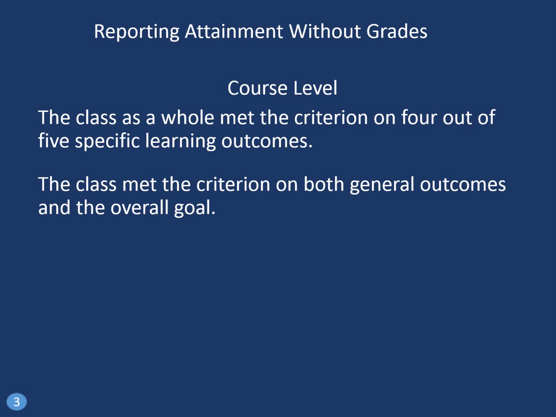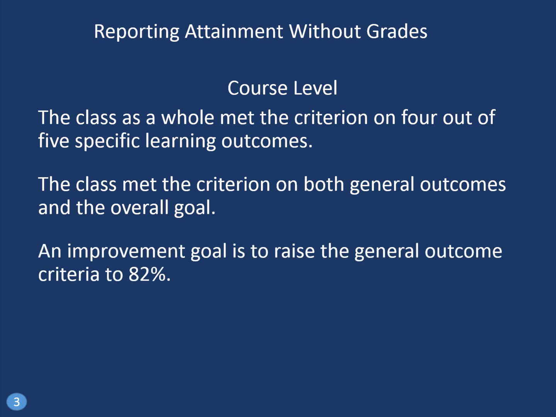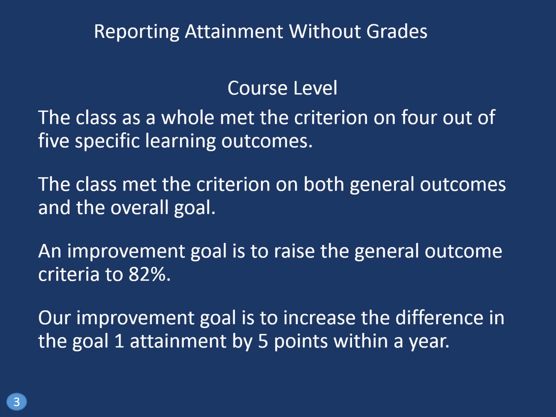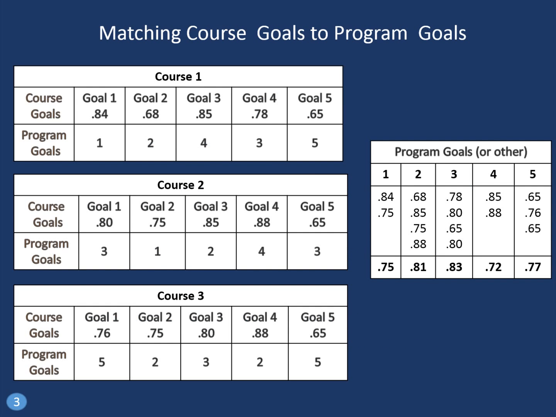The class met the criterion on both general outcomes and the overall goal. We covered these last time. An important goal is to raise the general outcome to 82, and there could be improvement for increasing differences in the scores. So today we're taking it up one more level. We're looking at using those course goal values, which are on the top rows of each of the tables, and mapping them to program goals, which are shown underneath.